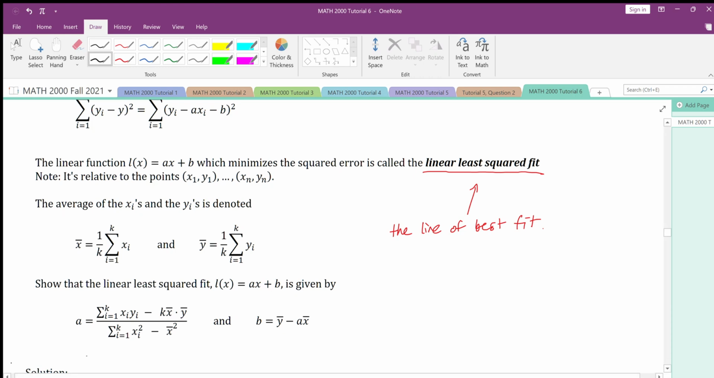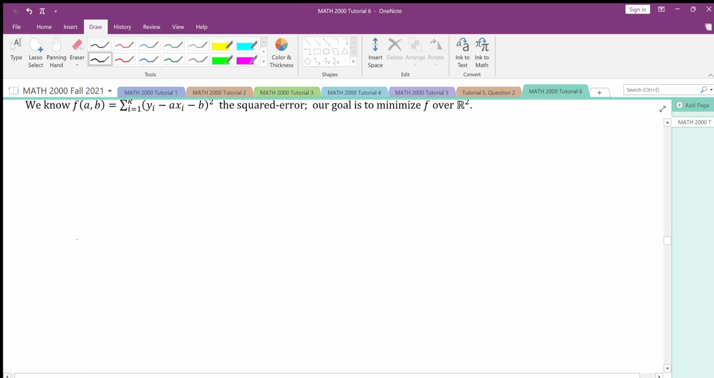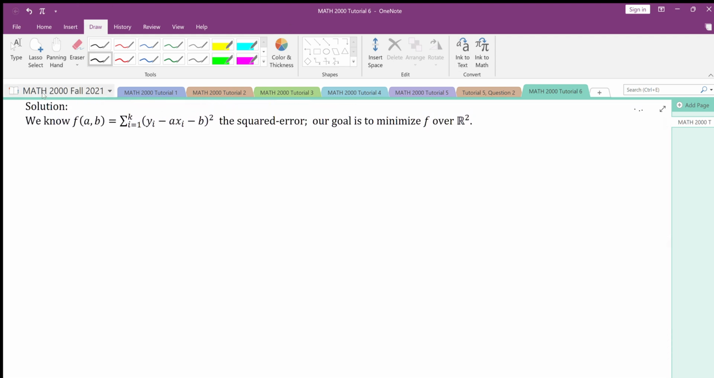So now let's solve question 3. So we know that the function f defined like this, f function, is the squared error function. Our goal will be to minimize f over the plane R2. Okay. So we immediately note the following.